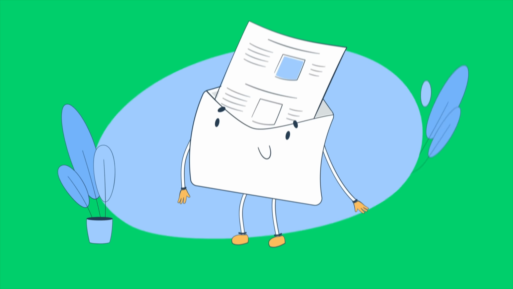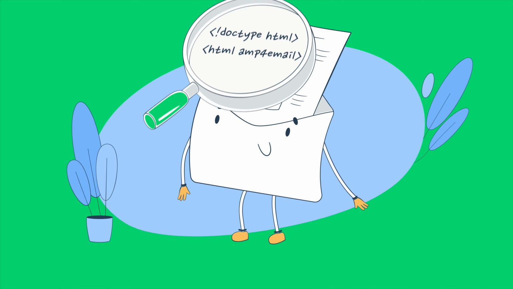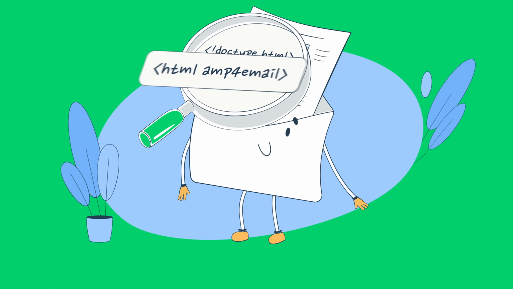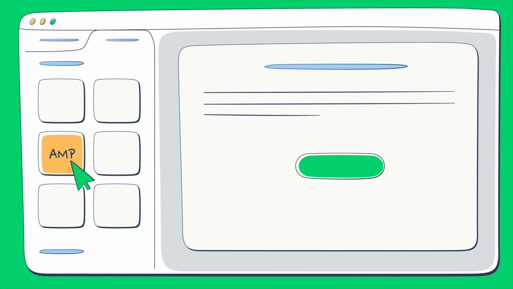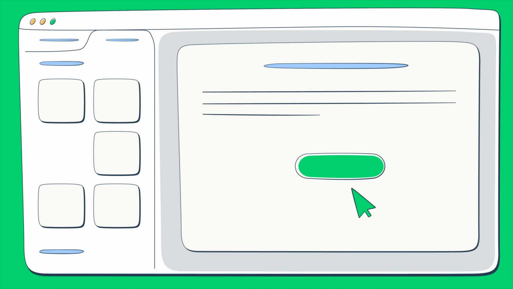To create interactive email content, you'll need AMP technology. This lets you add a third MIME to your messages. If you don't want to code from scratch, most modern email editors provide AMP as part of their drag-and-drop editors.